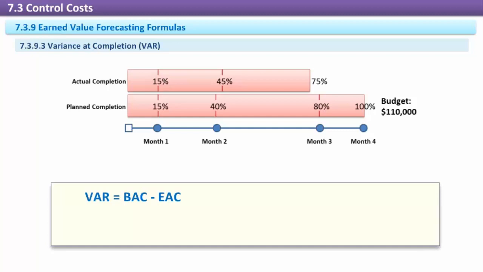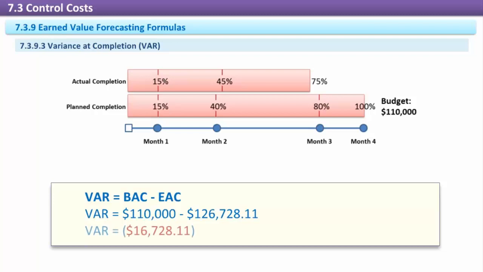In our example at month 3, VAC = $110,000 - $126,728.11. VAC = negative $16,728.11. Based on current performance, our project will run about $17,000 over budget.